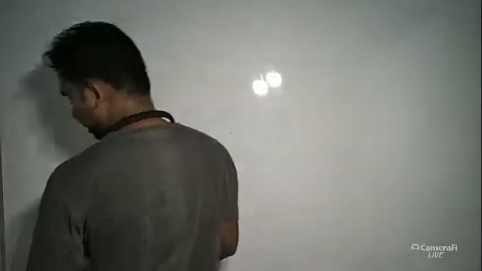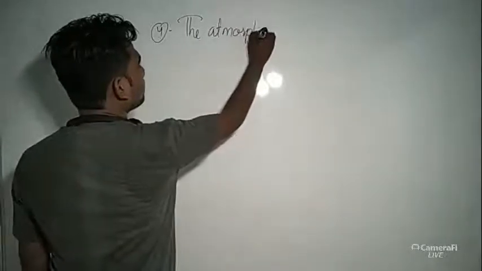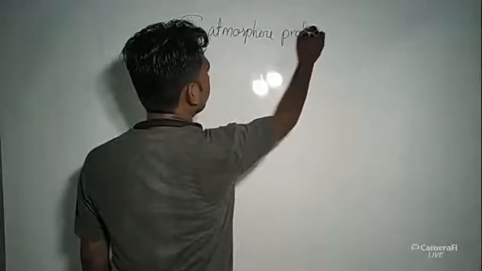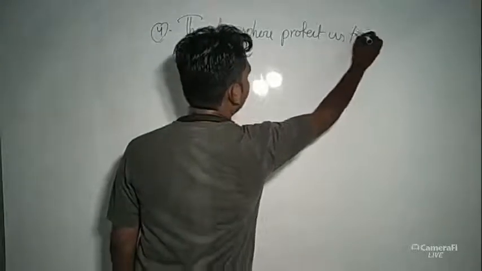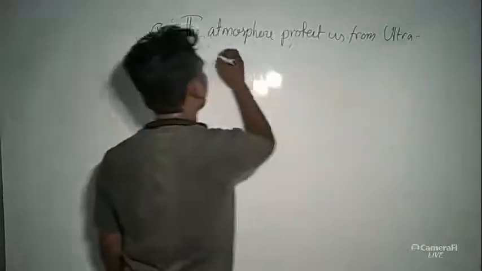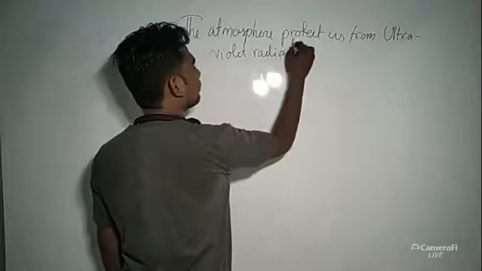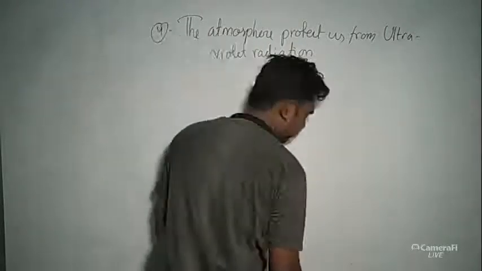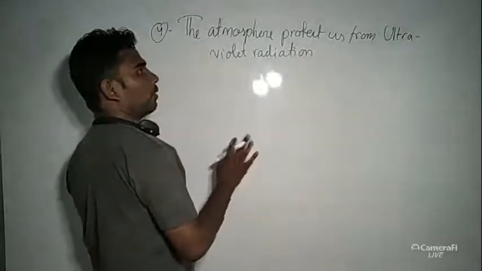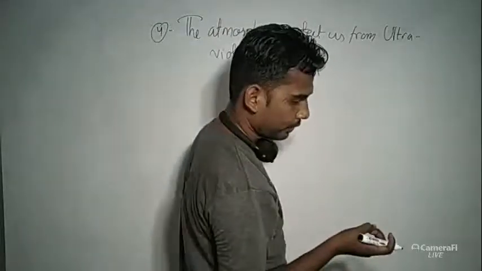The atmosphere protects us from the harmful radiation. The point is given there. Point number 4. The atmosphere protects us from ultraviolet radiation. Clear? So, protect us from what? Ultraviolet radiation. So, what is this ultraviolet radiation?